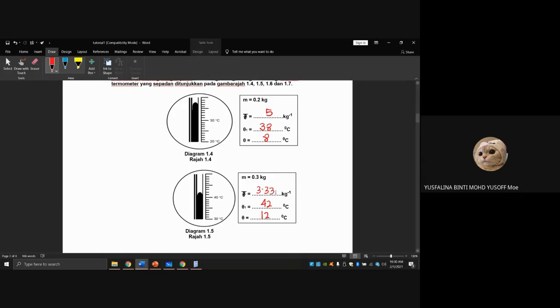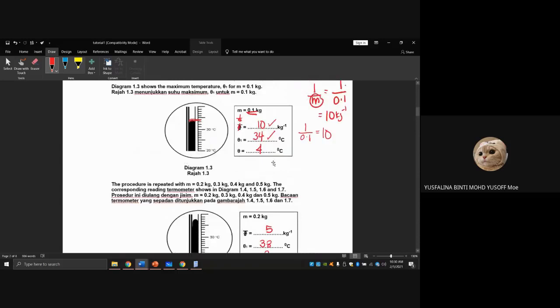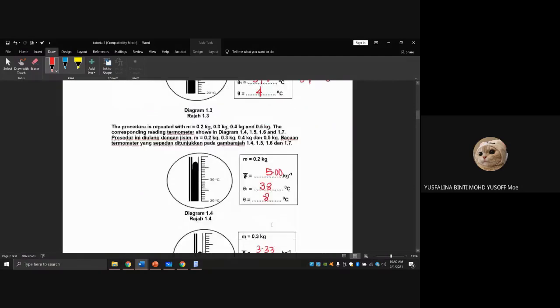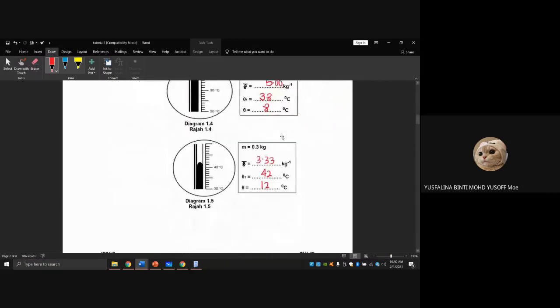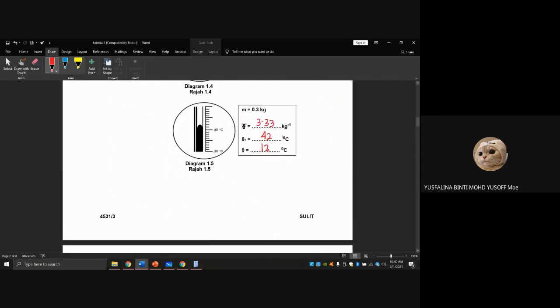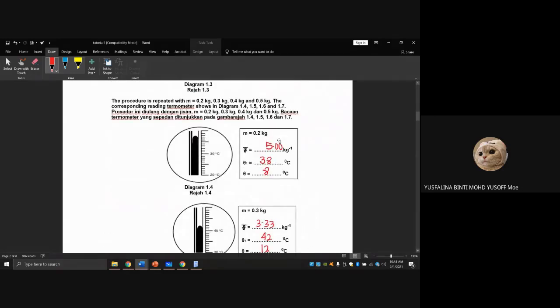Okay, as you can see here, starting from this reading, you already got 2 decimal points for 1 over m, right? Starting from diagram 1.5, you already got 2 decimal points for 1 over m. So for every diagram, 1 over m, you have to put 2 decimal points. So for this one, you have to put 10.00, 5.00, okay? So all of the readings here for 1 over m, you have to put 2 decimal points, because for this one, you already start to take 2 decimal points. Everyone clear about that?